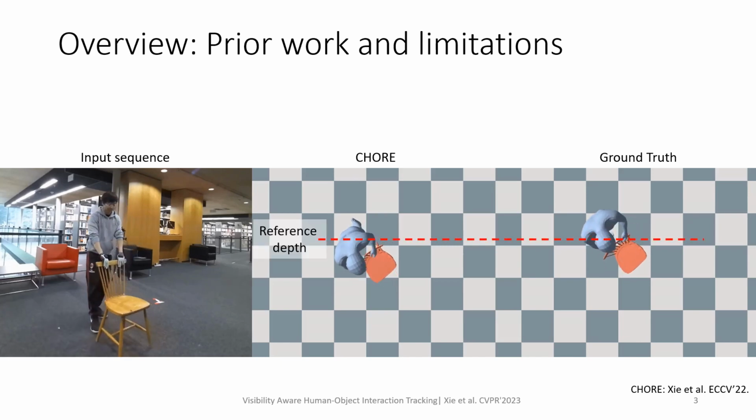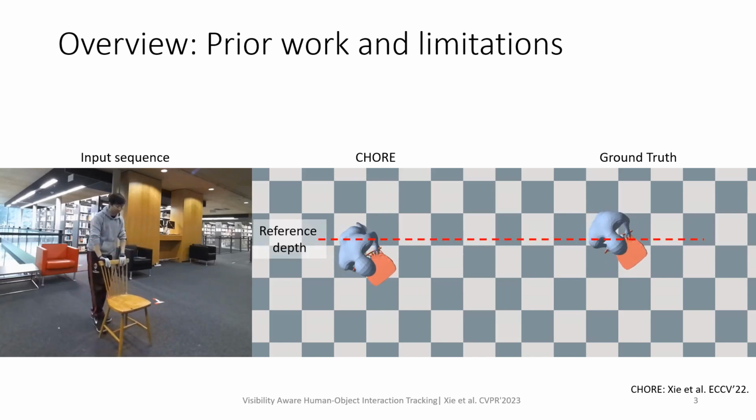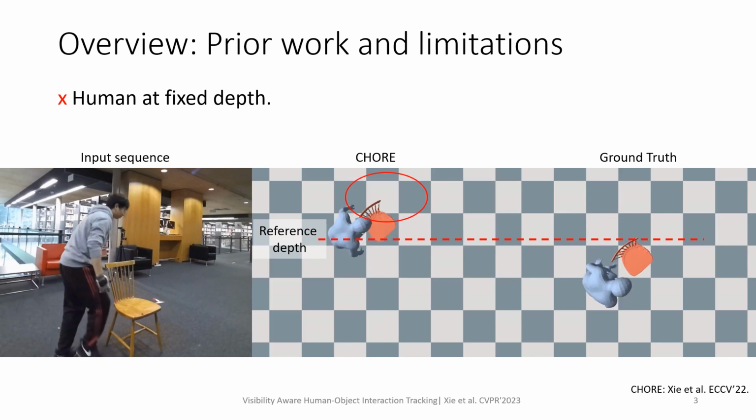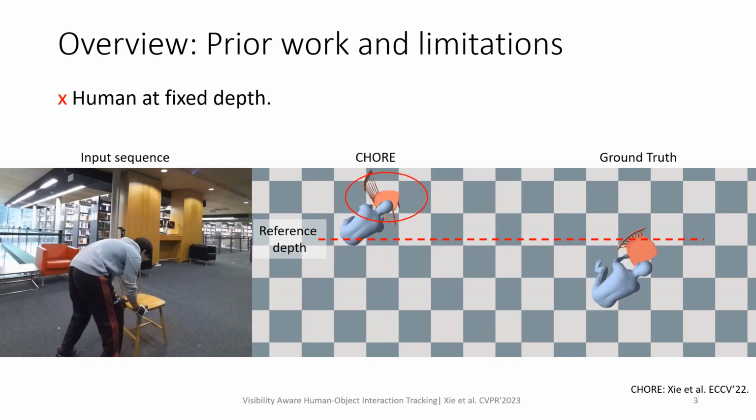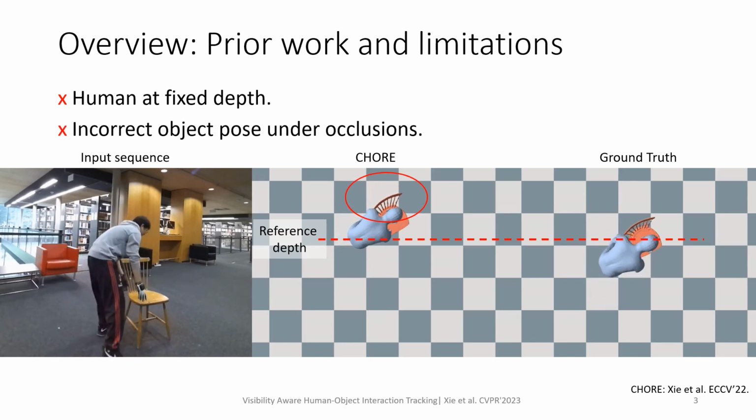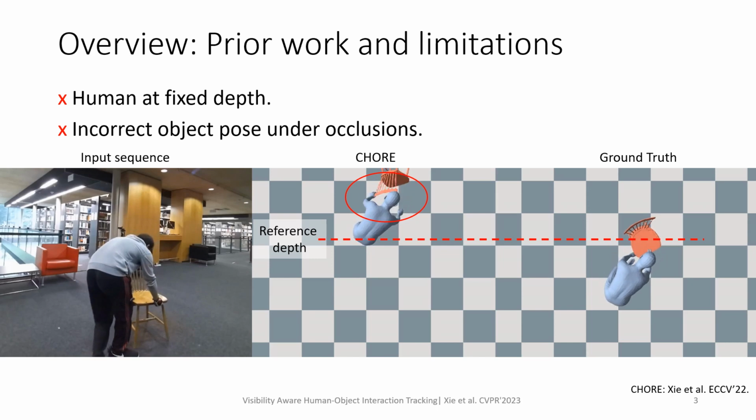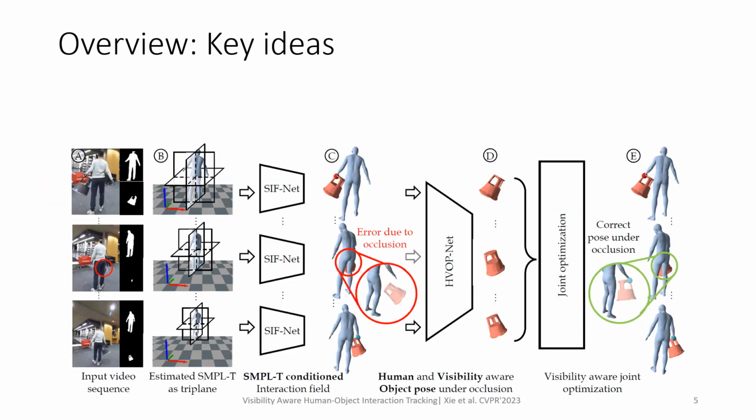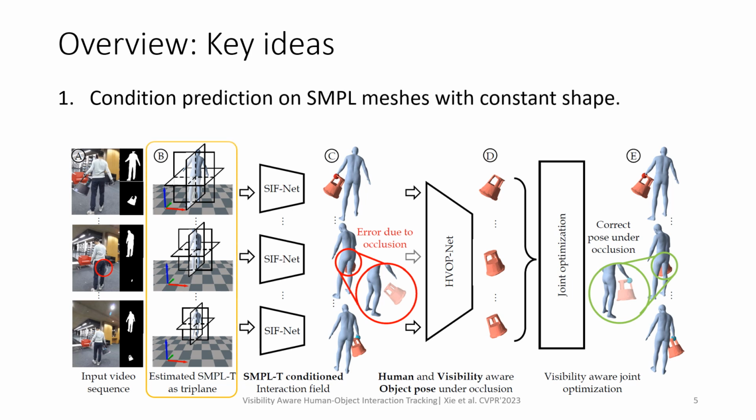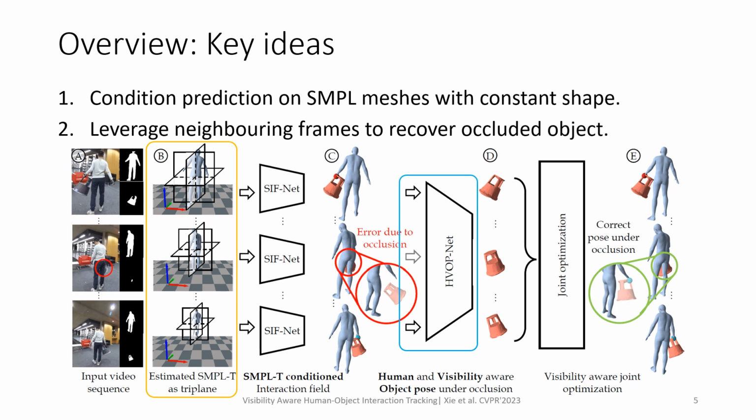Prior state-of-the-art CHORE suffers from two limitations. First, their human is predicted at fixed depths to the camera, and the object is not robust under occlusions, leading to inconsistent tracking. To address these problems, we propose to condition our prediction on SMPL meshes with constant shape and leverage nearby frames to recover the occluded object.